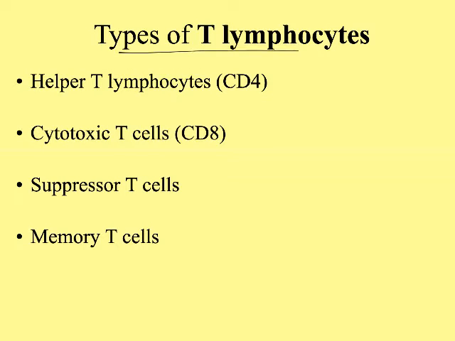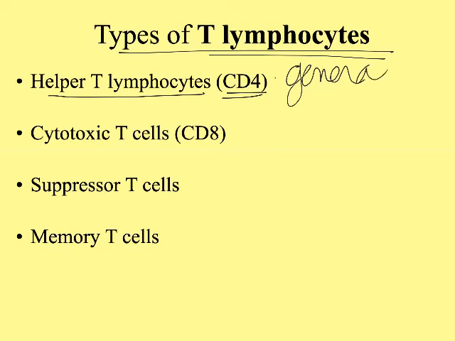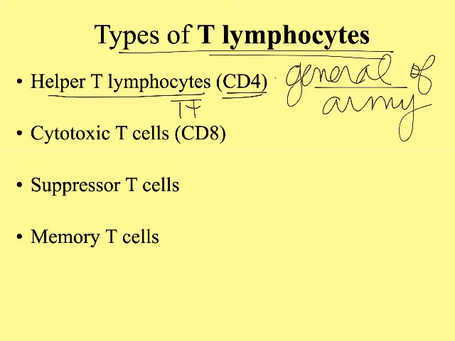Okay, now here are the types of T lymphocytes. The first kind are helper T cells. The type of receptor that's specific to the helper Ts is called the CD4 receptor. So these are like the general of the army. These are going to be in control. CD4, sometimes they call them T4s. These are the ones that are in charge of adaptive immunity.